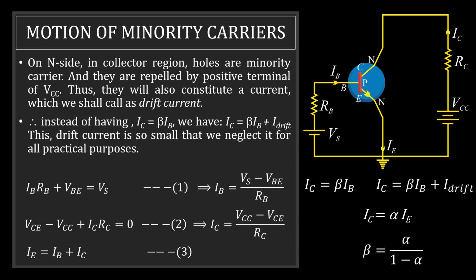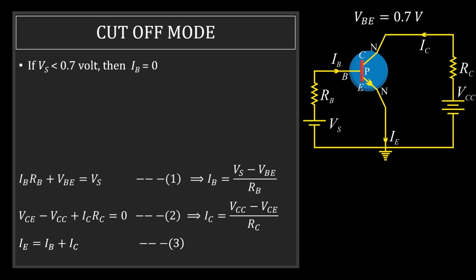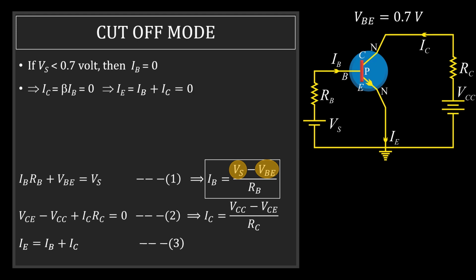So first of all, we are starting with the cutoff mode. In cutoff mode, we take Vs less than 0.7 volt. In that case, IB is going to be 0. I'll explain how this is happening. IB is Vs minus VBE by RB. And for a silicon diode, VBE is of the order of 0.7 volt. So for the current IB to flow, Vs must be more than 0.7 volt. And if it is less, IB is going to be 0. And because IB is 0, IC, since it is beta IB, is going to be 0. And since IE equals IB plus IC, therefore IE is also going to be 0.